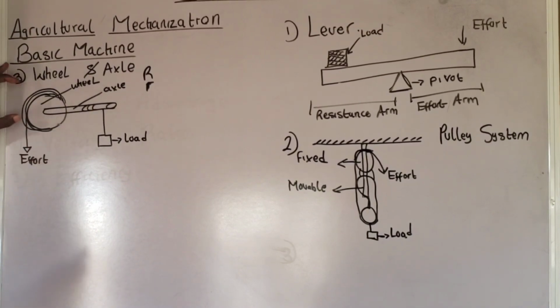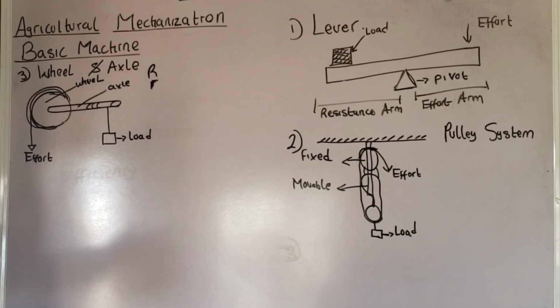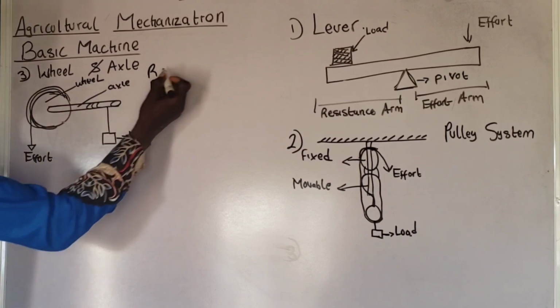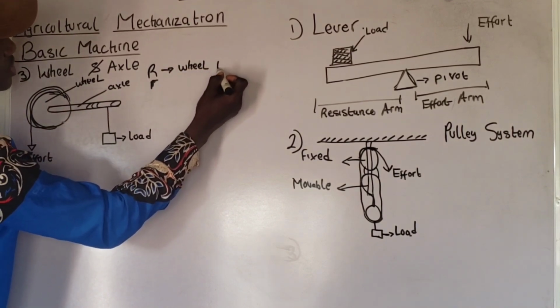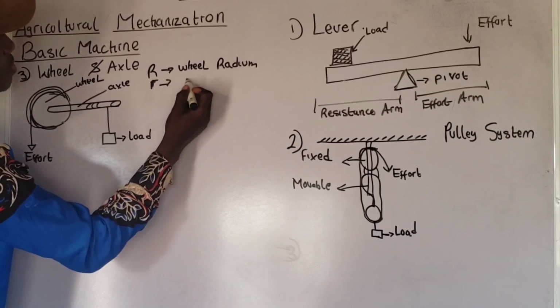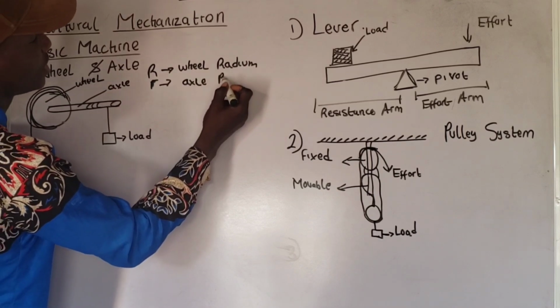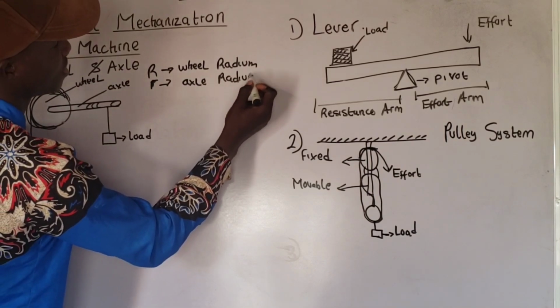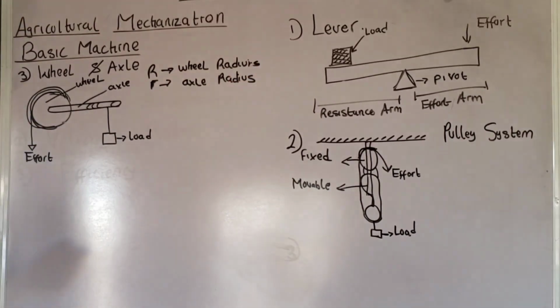The diameter of the wheel is greater than the diameter of the axle. Hence, the radius of the wheel will also be greater than the radius of the axle. That is why I represent the radius of the wheel as big R, the wheel radius, and the radius of the axle as small r, the axle radius.